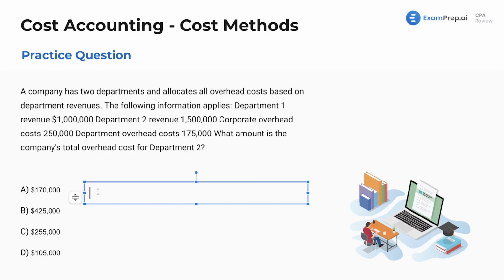And we need to allocate, for example, corporate overhead or department overhead to those proportionally. Because what's fair? What makes sense? Well, we need the weightings of these. First off, what are we allocating?